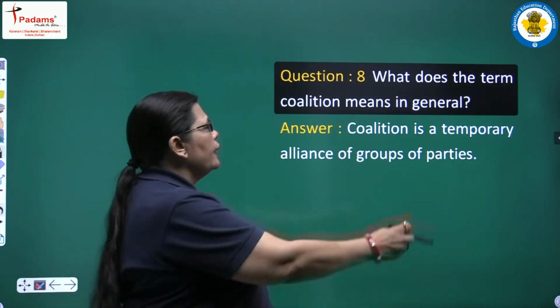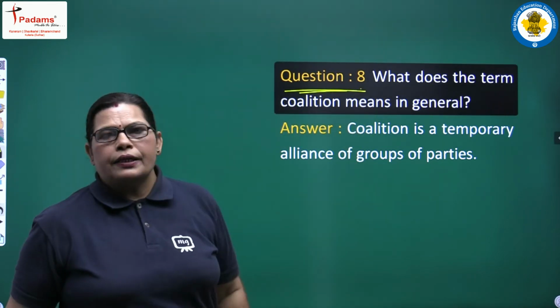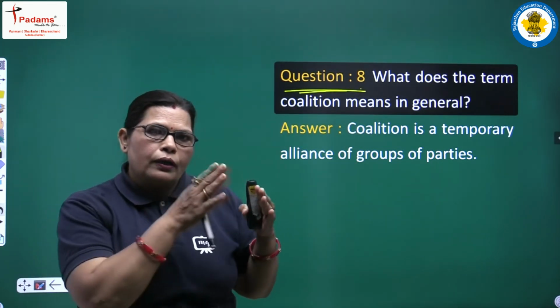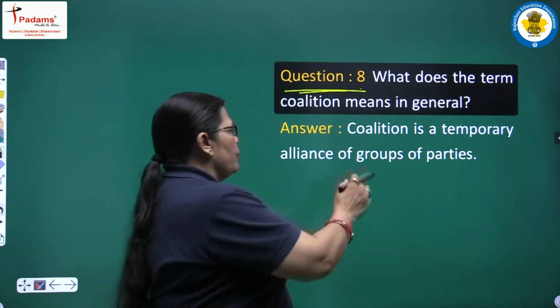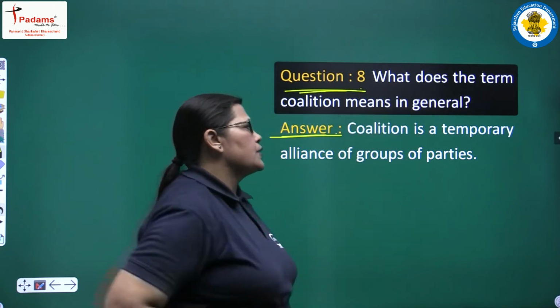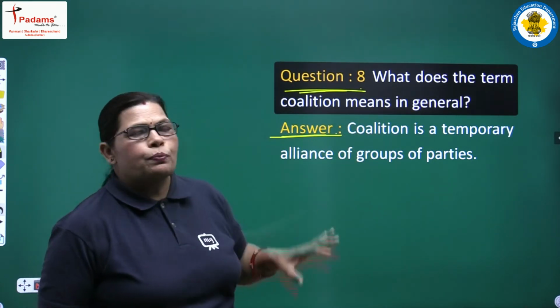Next question is here. What does the term coalition mean in general? Yes, we had discussed the majority party as well as coalition parties. So in this way we will discuss the coalition in our question answer session. Coalition is a temporary alliance of groups or parties.